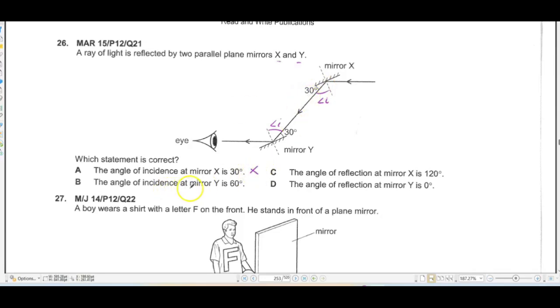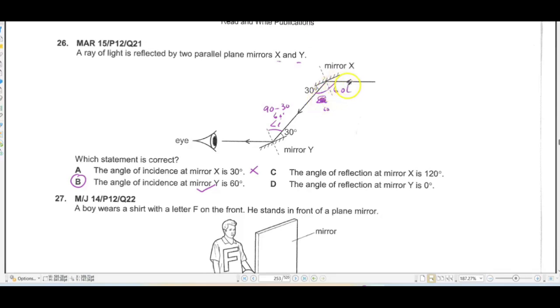The angle of incidence at mirror Y is 60 degrees. If this is 30 degrees, then 90 minus 30 would be 60 degrees. So yes, the angle of incidence is 60 degrees. This is correct. Let's look at the other options. The angle of reflection at mirror X is 120 degrees. If this is 30, this would be 60, and the angle of reflection, this was not the angle of incidence.